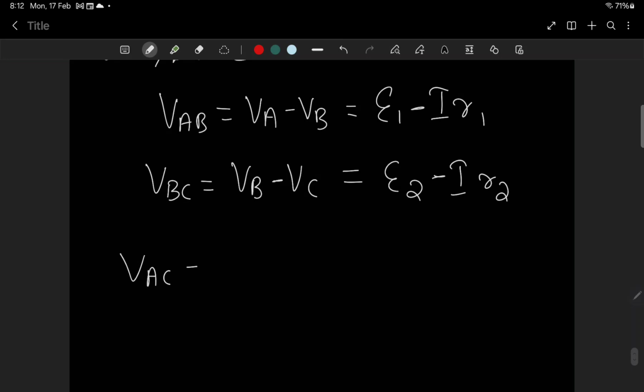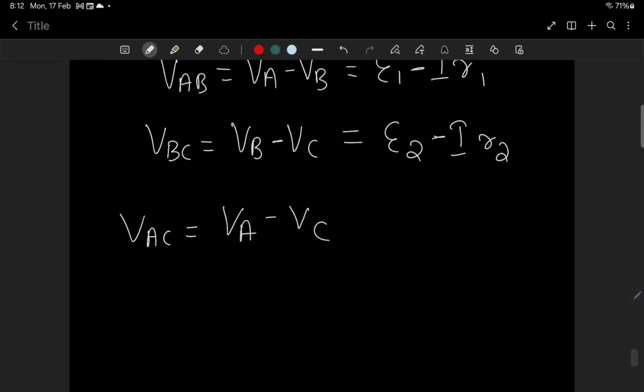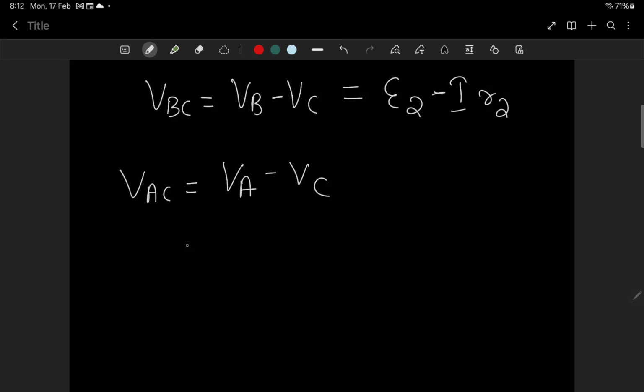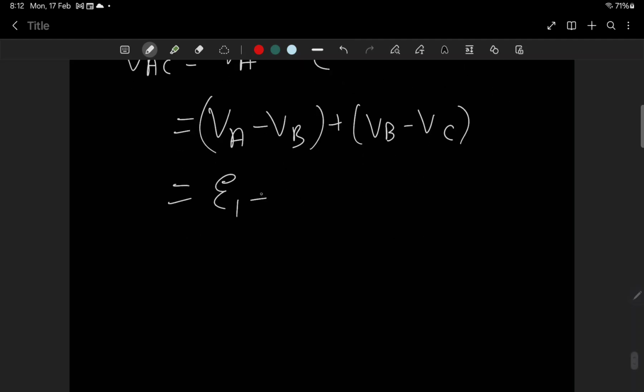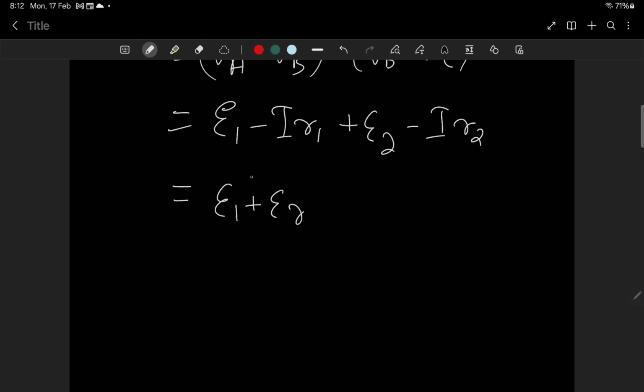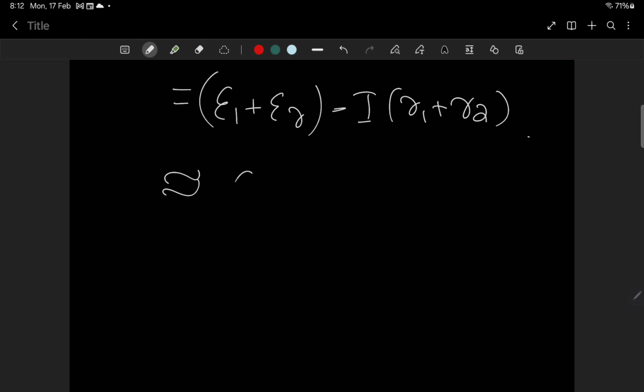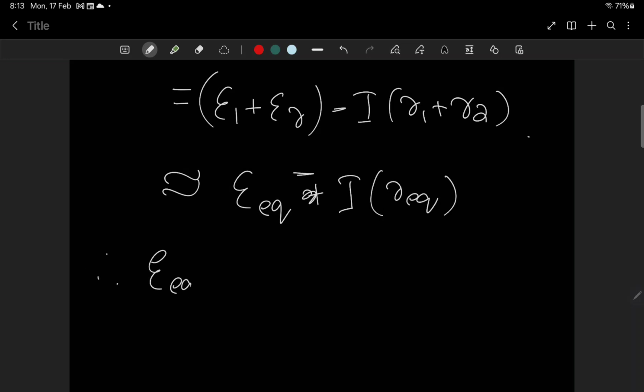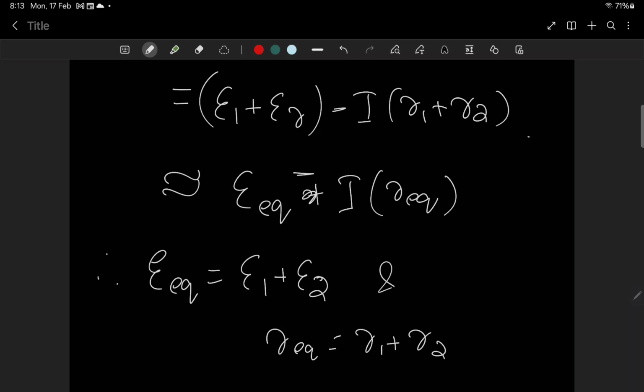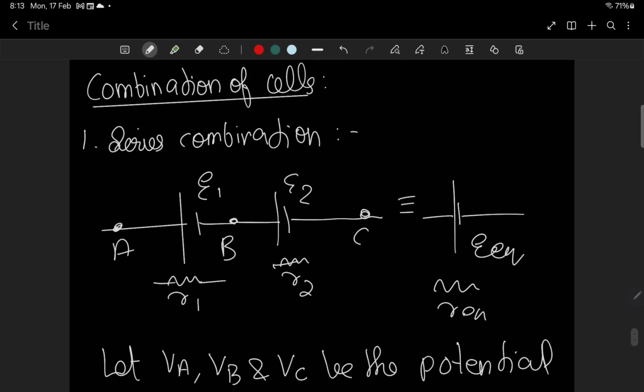Now VAC, that is VA minus VC, can be written as VA minus VB plus VB minus VC. That is E1 minus I r1 plus E2 minus I r2, which is equal to E1 plus E2 minus I into r1 plus r2. This is similar to E equivalent minus I r equivalent. From here, E equivalent is equal to E1 plus E2 and r equivalent is r1 plus r2. This is the derivation for cells in series. Simple.